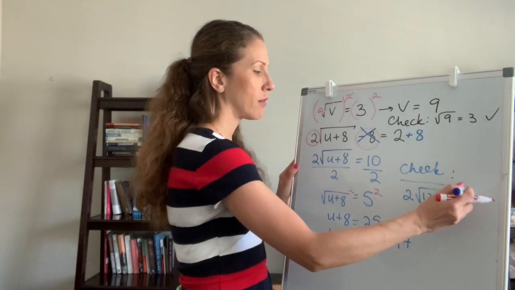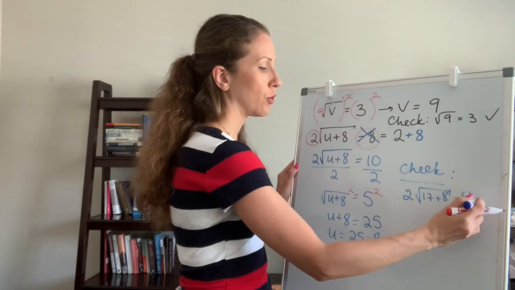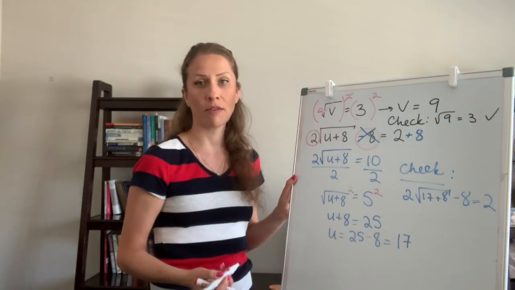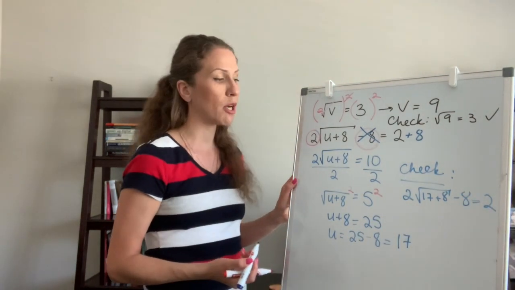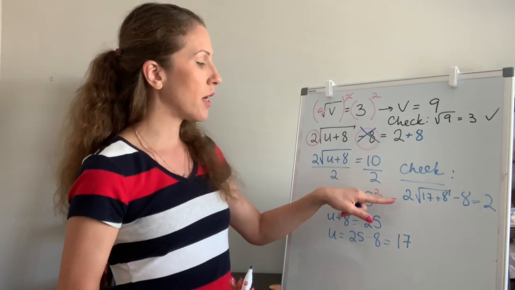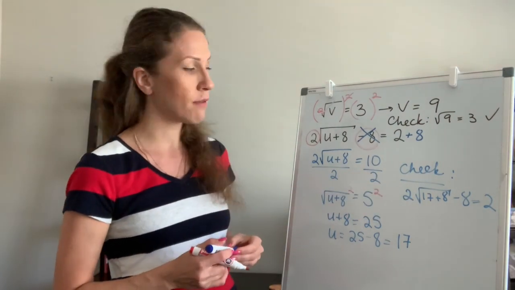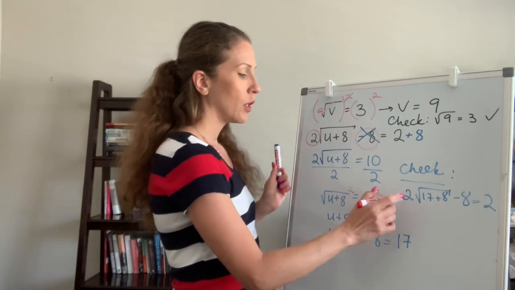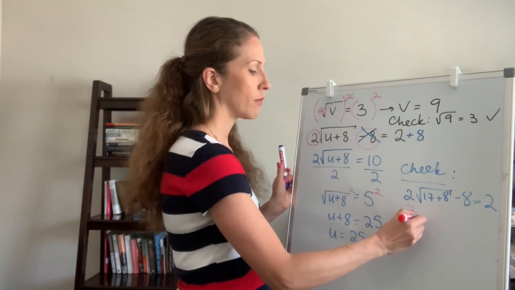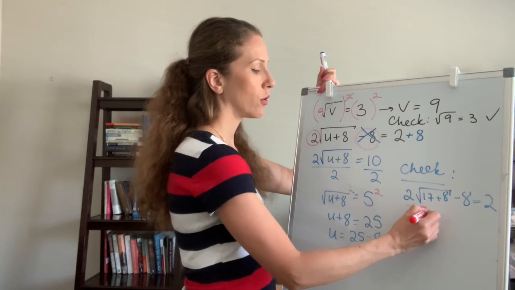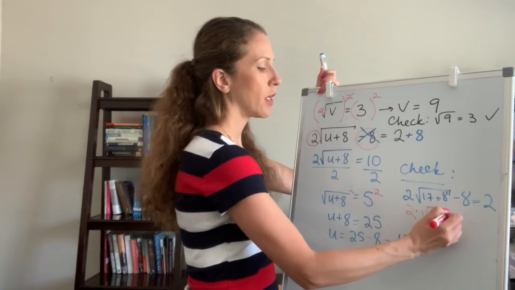Minus 8, this minus 8 right here, equals 2. And now all we need to check is if the left side is actually equal to the right side. So on the left here, first I'm going to do the radical. 17 plus 8 is 25. So 2 times the square root of 25, and then minus 8.